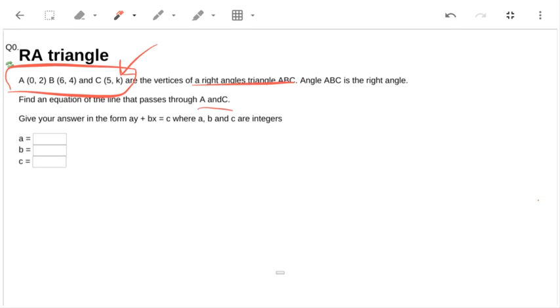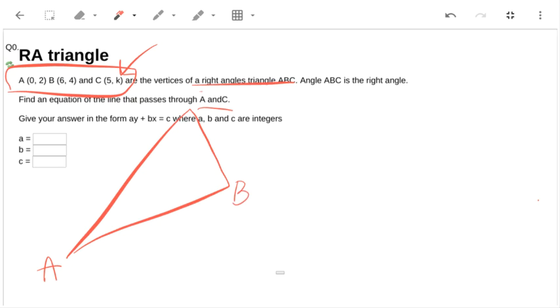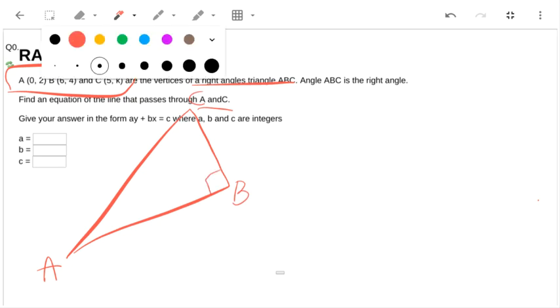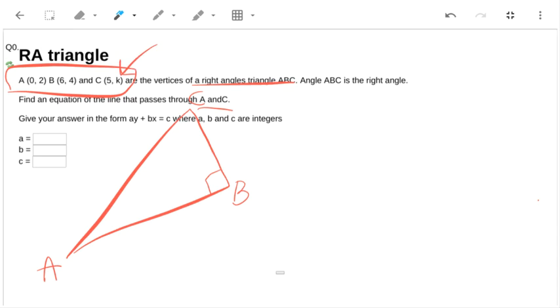So I'm just going to draw it. Something that looks a bit like this, with A here, B here, and C here. And they tell us that the right angle is at B. Now, I know A and I know B, and this right angle is going to be really useful here.